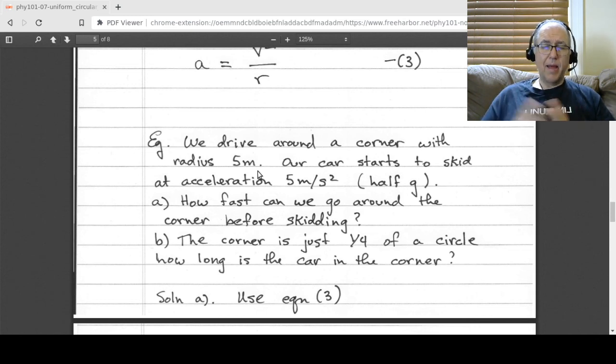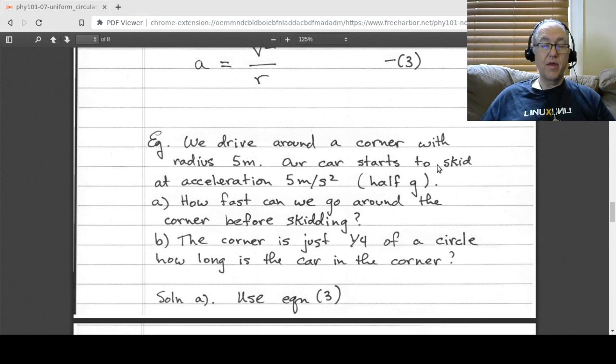Okay, it might not be exact, but roughly speaking, you can imagine that a corner can be approximated as a portion of a circle. It doesn't have to be the full circle. It could just be a portion of the circle. Say a quarter of the circle. Okay, is your corner, and it has a radius of 5 meters. Okay. And our car, we're going to drive around this corner.